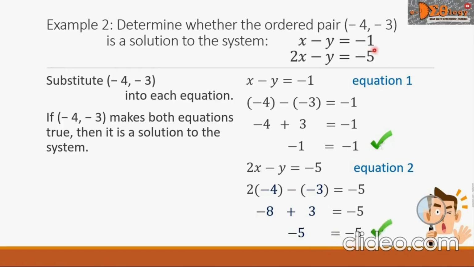So this ordered pair negative 4, negative 3 makes equation 2 true. It means to say the ordered pair negative 4, negative 3 is a solution to the system of linear equations. This is our final answer.